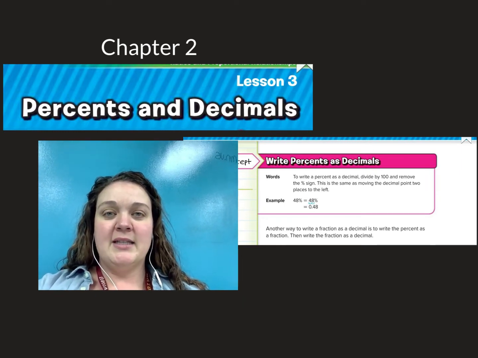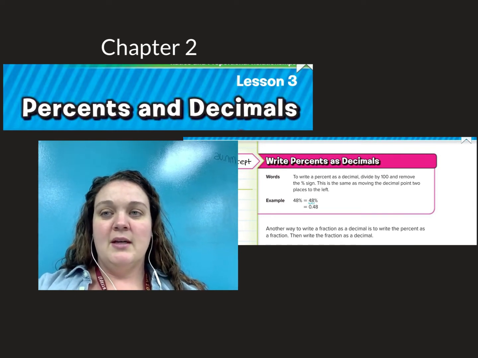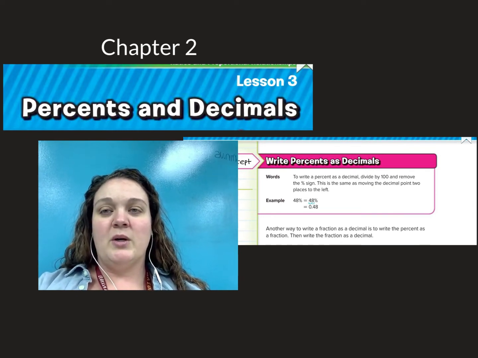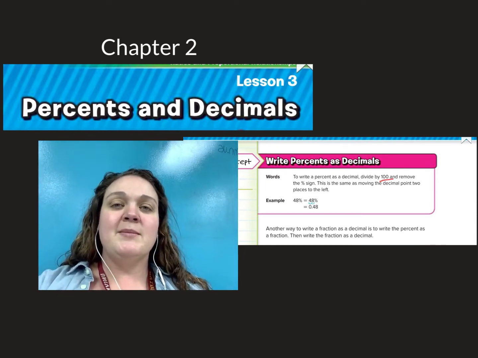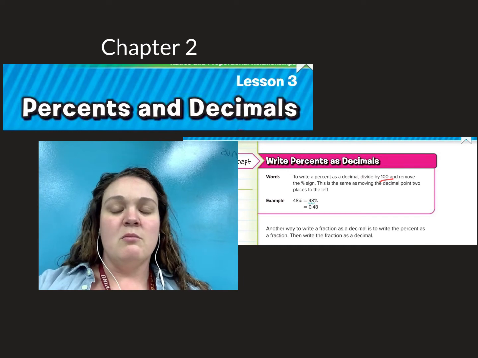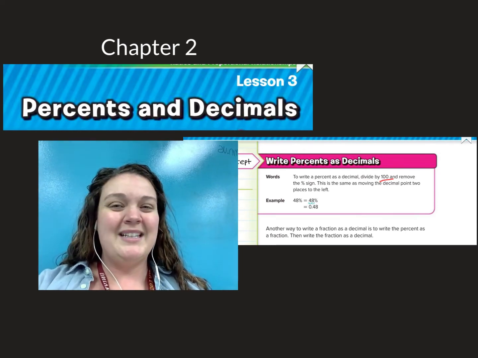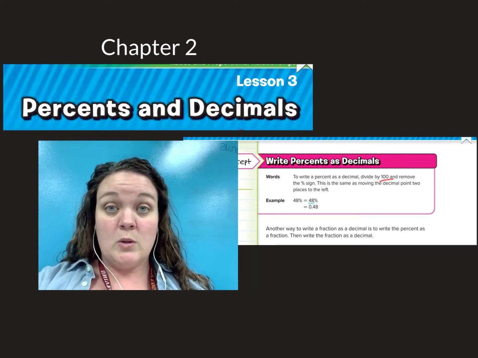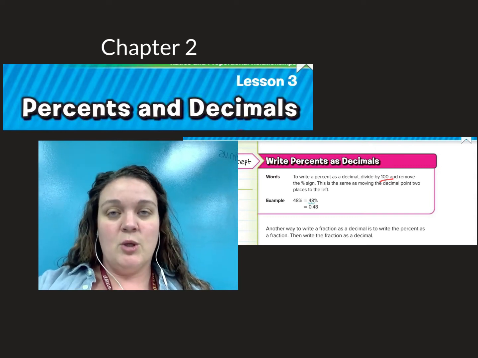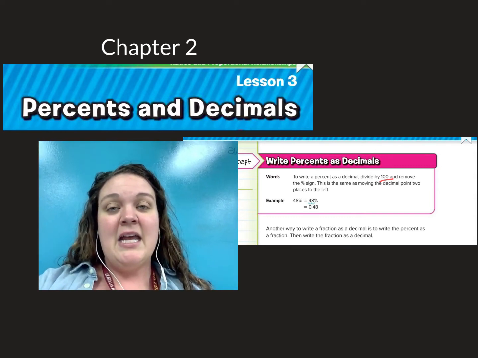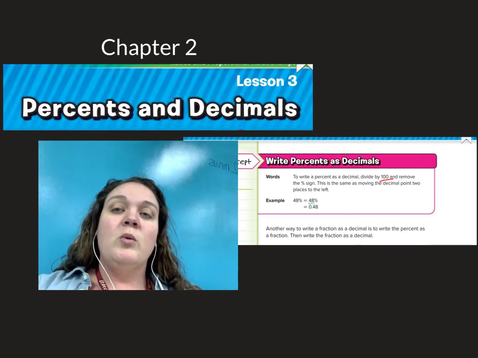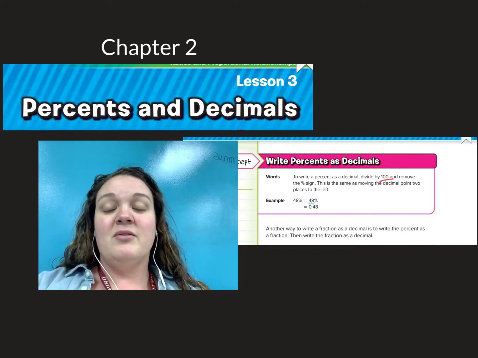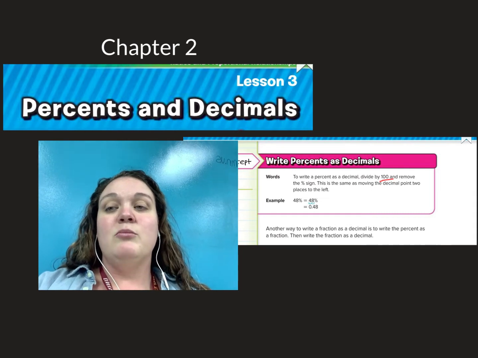So our key concept that we're going to start off with is how do we write percents as decimals? To write a percent as a decimal, we're going to divide by 100. Oftentimes kids get used to thinking, oh, we're just moving the decimal. Now the decimal does not just move on its own, right? We need to be dividing or multiplying by powers of 10 in order to move the decimal. So we're dividing by 10 or dividing by 100 to remove the percent sign.